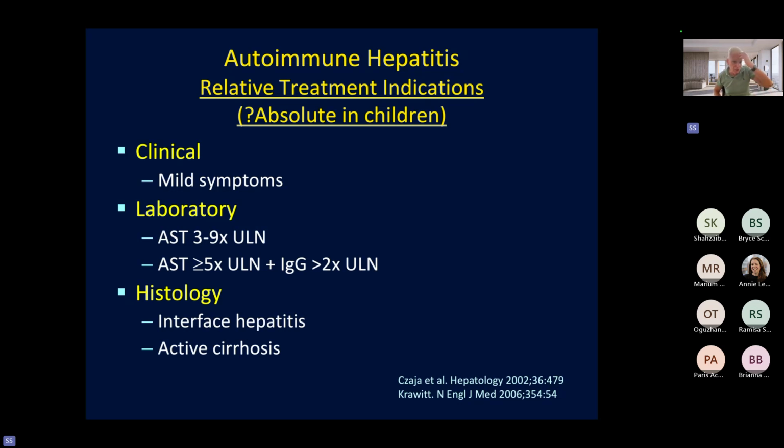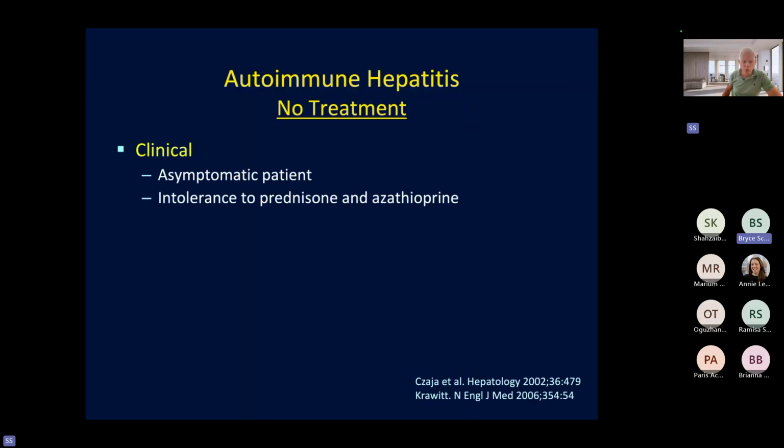So again, in adults with mild symptoms, even though they have laboratory values that are in the treatment range, there would be some option whether to follow them or to treat. But I think any child or adolescent who presents with these characteristics, one would treat as well. But what about no treatment?